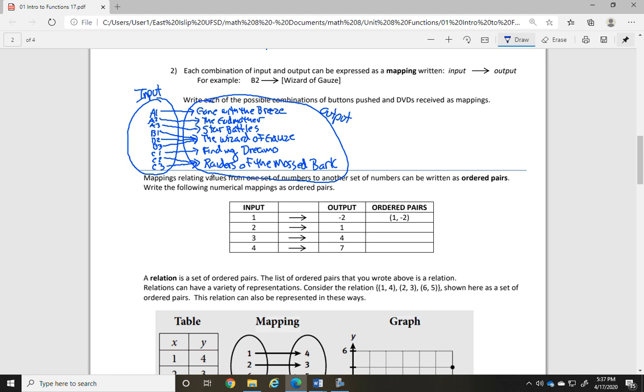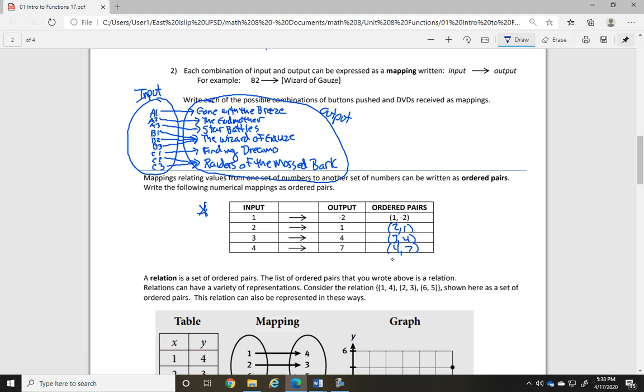So mappings relate functions from one set of numbers to another, and those mappings can then be written as ordered pairs. So an ordered pair, remember, is a point written in parentheses. So we're going to look at this mapping down here that uses numbers. So the input of 1 goes to the output of -2, therefore we write it as the point 1 comma -2. So the next one would be 2, 1. This would be 3, 4, and this would be 4, 7.